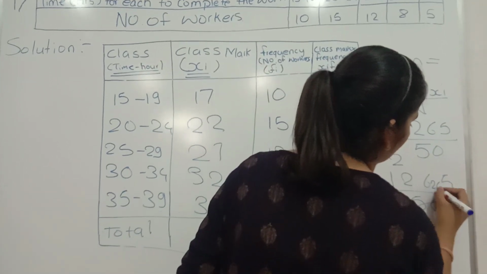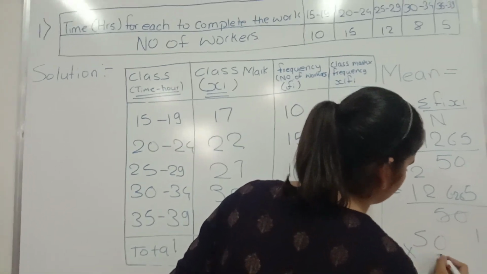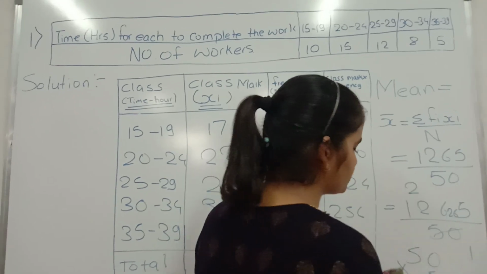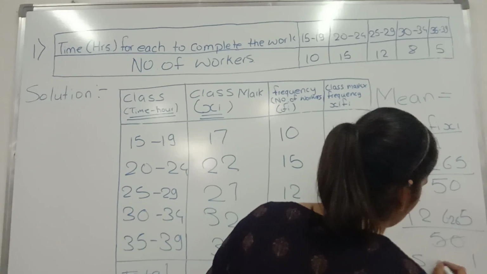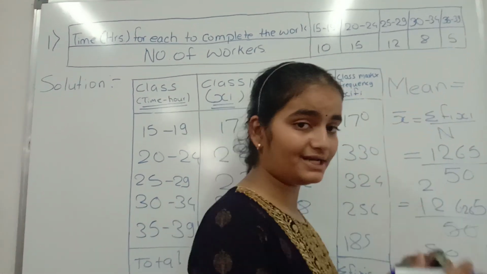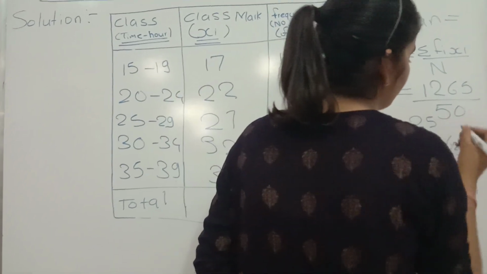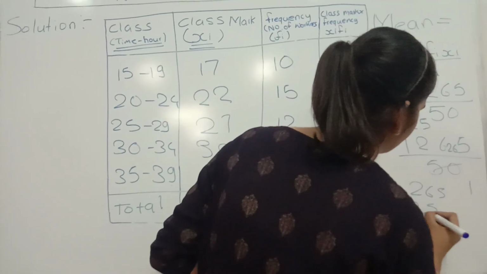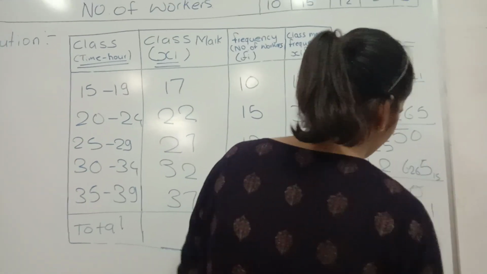So we can write it over here, 265. Now 50 fives are 250, which is smaller than 265, but 50 multiplied by 6 is 300, which is greater than 265. So we can take 5 here. 50 fives are 250. So 265 minus 250, and 15 remains.